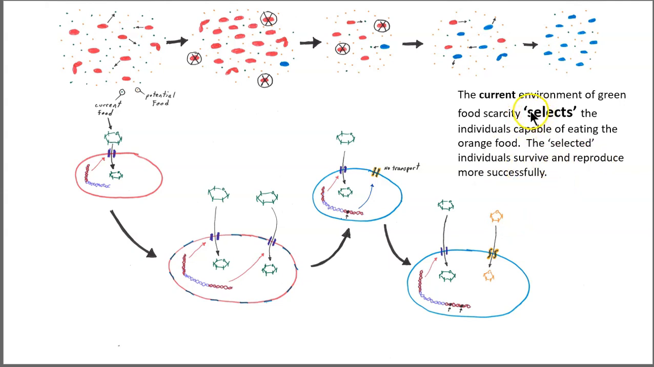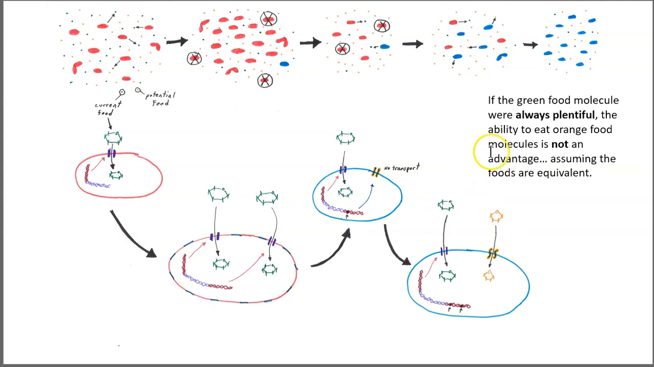And remember, we said we can think of selection in the opposite way, that the environment is punishing individuals that don't have this new trait. So kind of like a filter, the new orange food eating trait is the advantageous trait, and if you don't have that trait, you will starve.